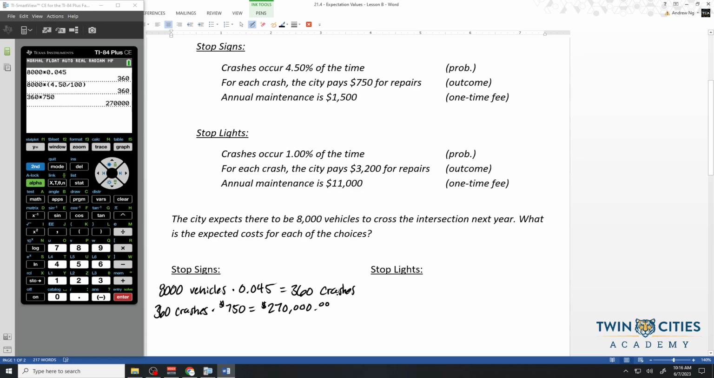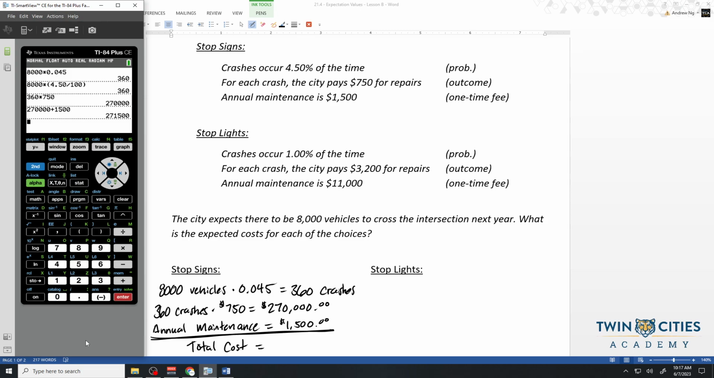All right, plus the annual maintenance. So then we've got annual maintenance is $1,500. So the total cost for stop signs is going to be $270,000 plus your annual maintenance of $1,500 for $271,500.